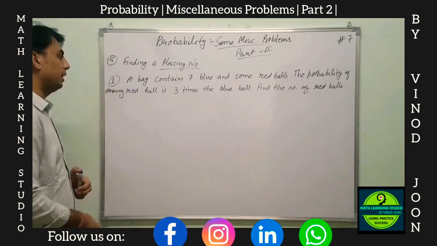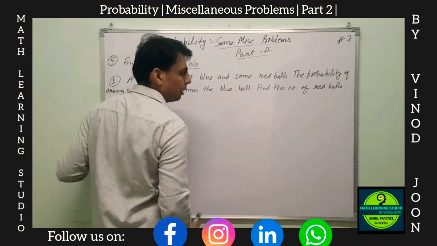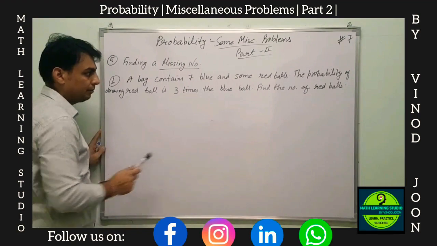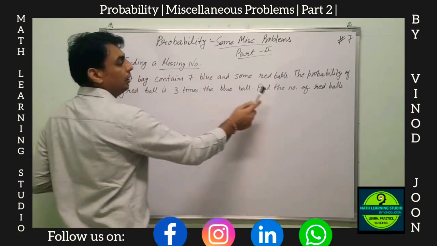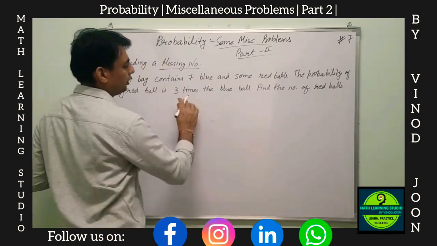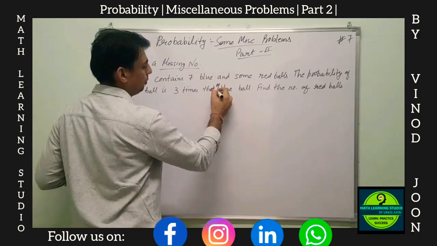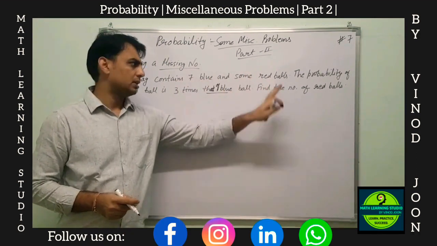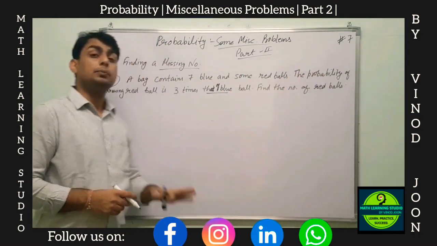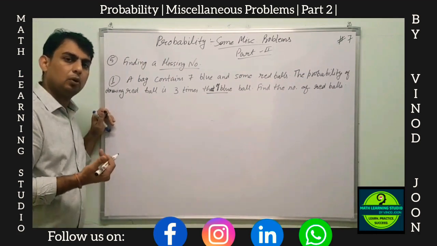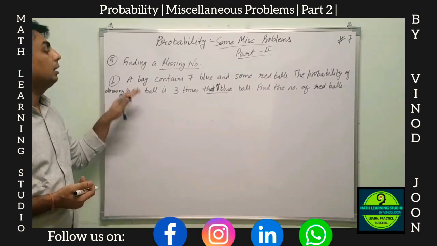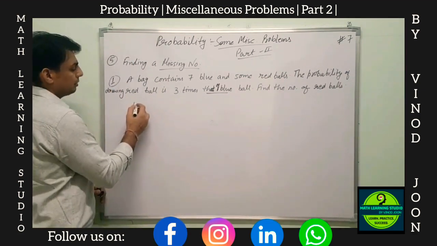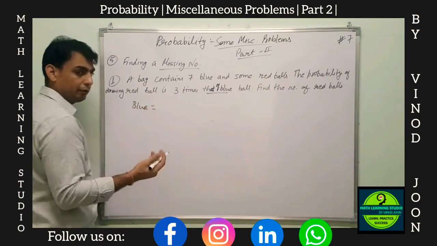The first question says that a bag contains 7 blue and some red balls. Okay, the probability of drawing red ball is 3 times the blue ball. ठीक है, find the number of red balls. 3 times that of blue ball it should be. Okay, so एक बैग में 7 blue balls हैं and कुछ red balls हैं. Some balls are red and the probability of drawing it out, मतलब एक बॉल को बाहर निकालना है, red ball अगर आएगी, it will be 3 times that of the blue ball.